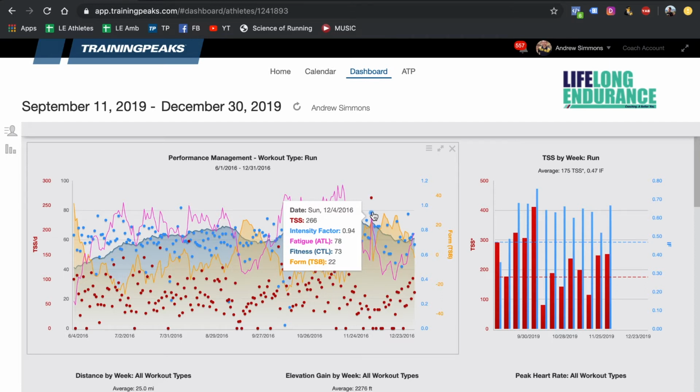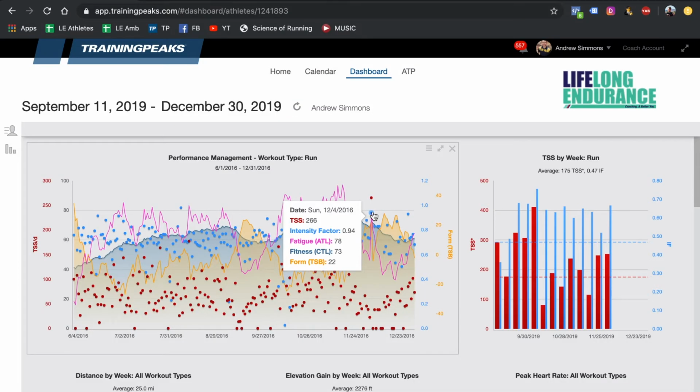The last one is going to be our form. Mine was relatively high. I like to be very well recovered at 22. Anything above 0 is what we call your, 0 is your homeostasis point, so 22 is very recovered. We normally like to see athletes, especially those training for long distance endurance events, at 0, homeostasis. You don't want to go much below the line, below minus 30 for runners.